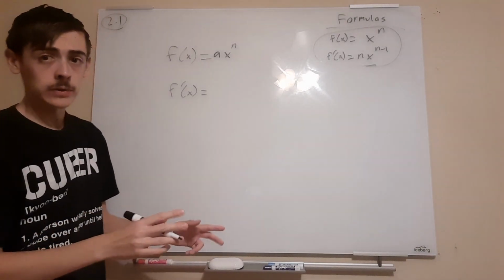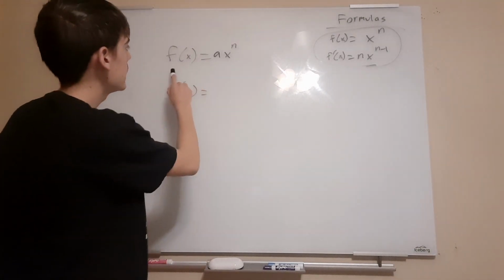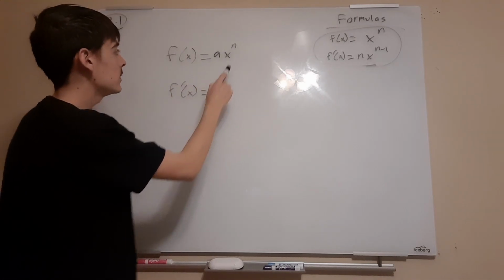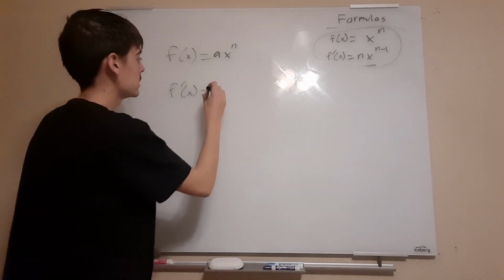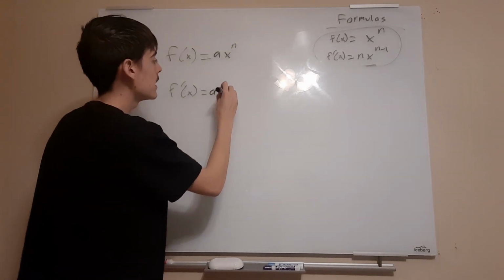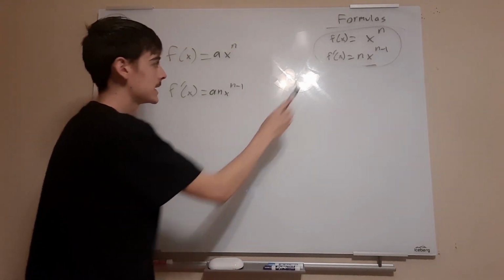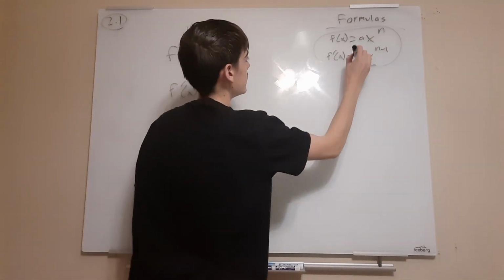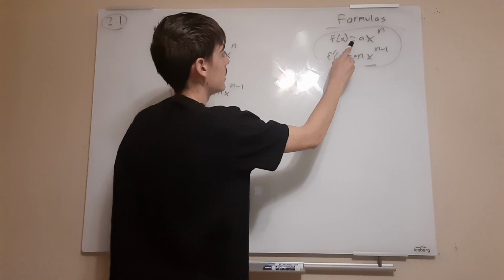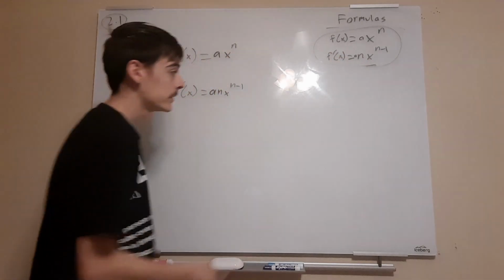So if we wanted to generalize this formula, it would be f of x equals a x to the n, where a is going to be that constant out front. Then f prime of x would equal a n x to the n minus 1. It's exactly the same as this one we have here, except we would just have an a out front of both the original function and the derivative.